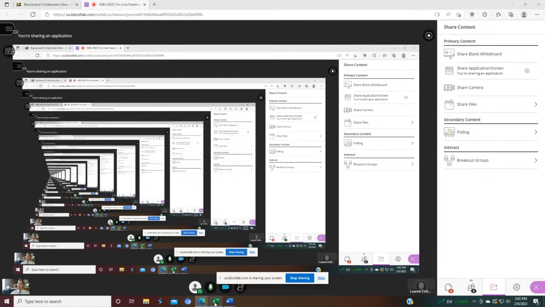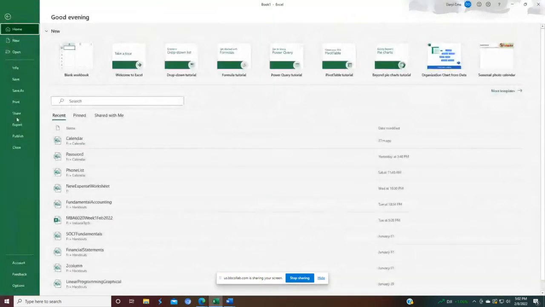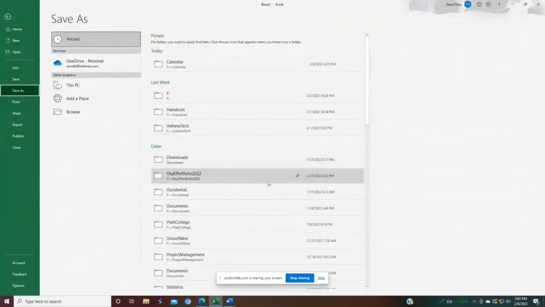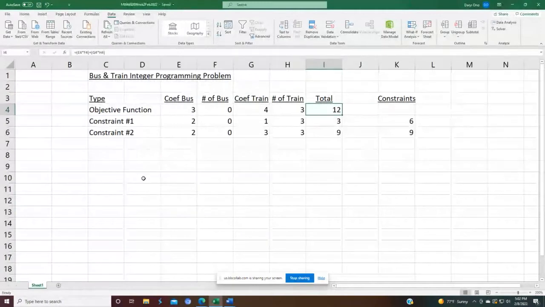Okay, and let's go here. Let's save our spreadsheet. Save as. I'll just put this in my... So this is MBA 6020, Week 2, February 2022. Okay, so that'll be the name of the spreadsheet. I'll send this out.